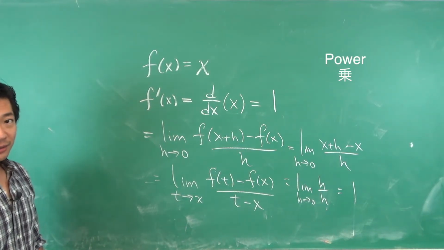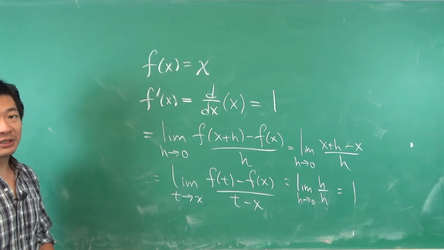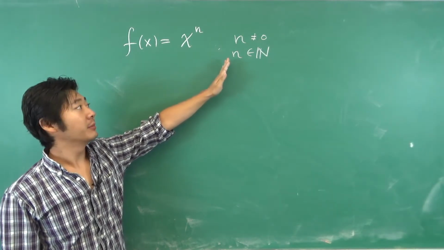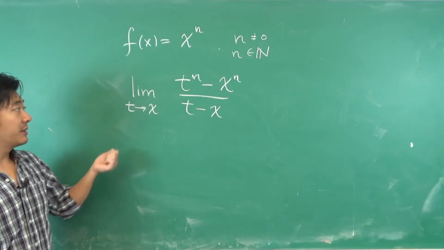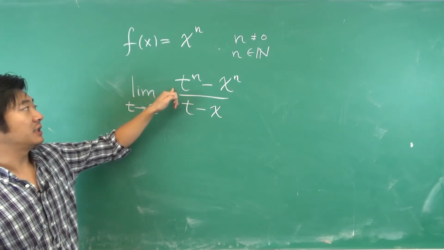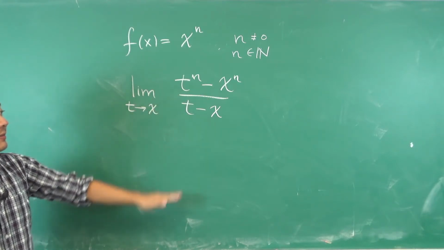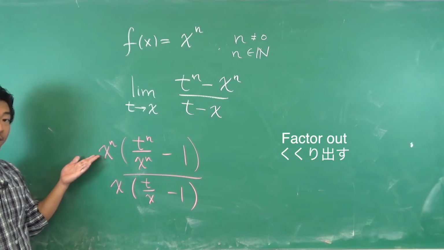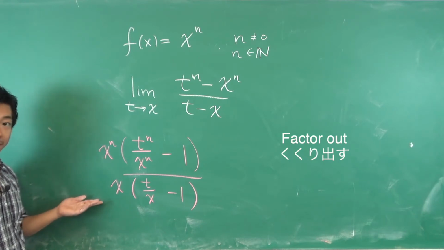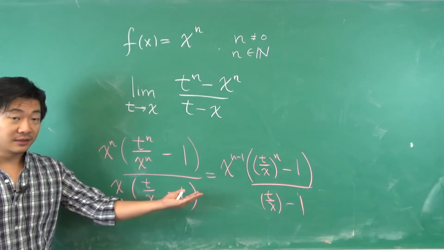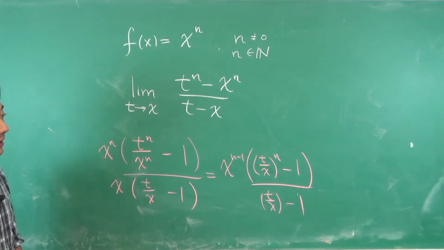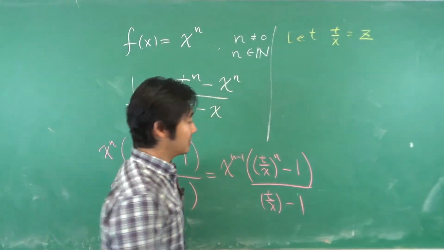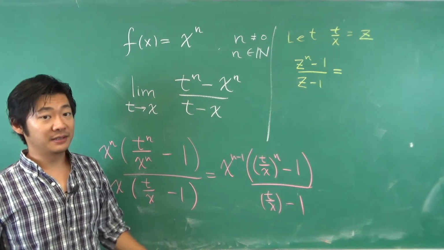So you'd think we would do the 2 power, or squared, but we can do a little bit more general. Let's find the derivative of x to the n, where n is some positive integer. So we set up this limit, the limit as t goes to x of t to the n minus x to the n, divided by t minus x. So to compute this limit is factor out an x to the n and factor an x from here. So we can rewrite this as something like this. Now if we let t over x be z, then we can rewrite this part as z to the n minus 1 divided by z minus 1.